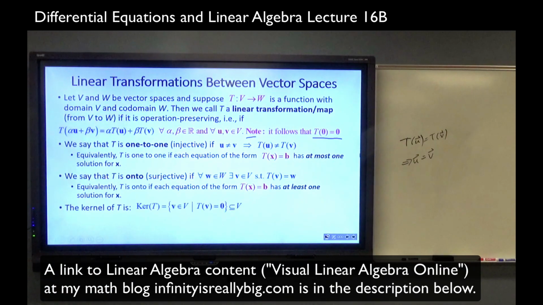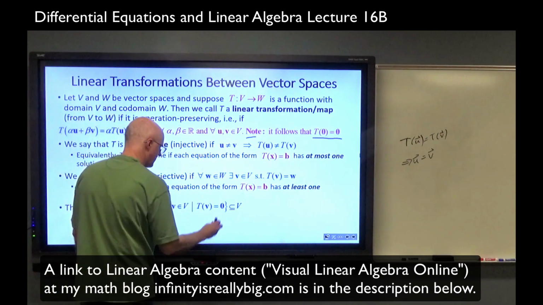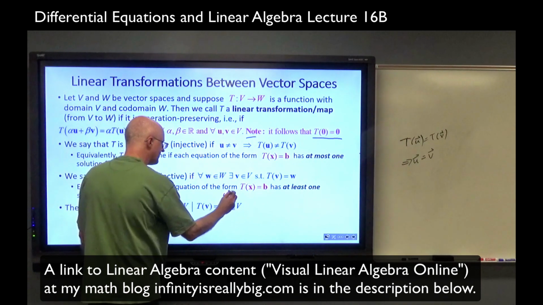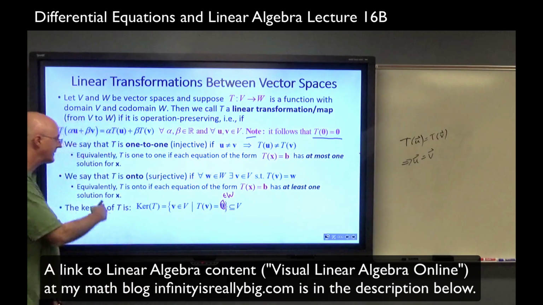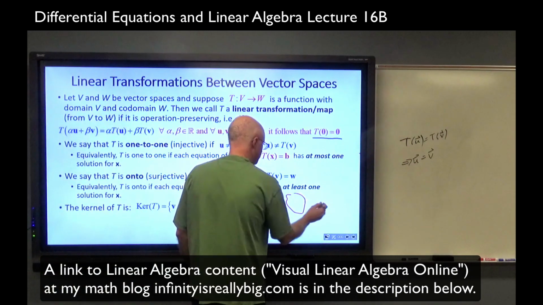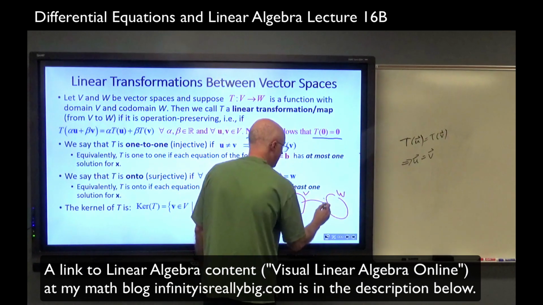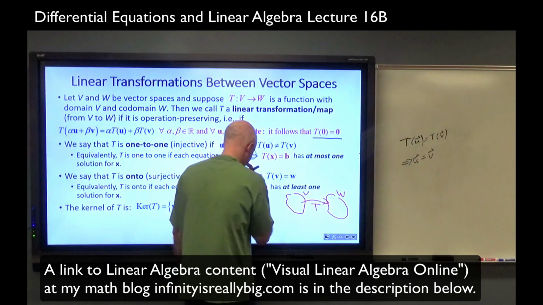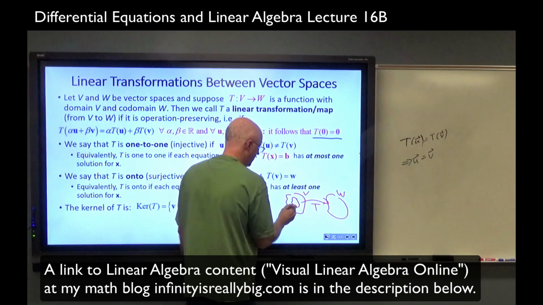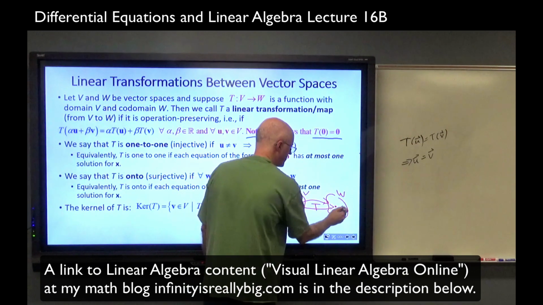What's the kernel of T? It's the set of all vectors in capital V that get mapped to the 0 vector in W. This 0 vector would be an element of W, but the kernel itself is a subset of V. Many people draw these kinds of blob pictures: V is there and W is there, and T maps from V to W. The kernel is some subset of V. Those are all the elements that get mapped to the 0 vector, which is one element in W.